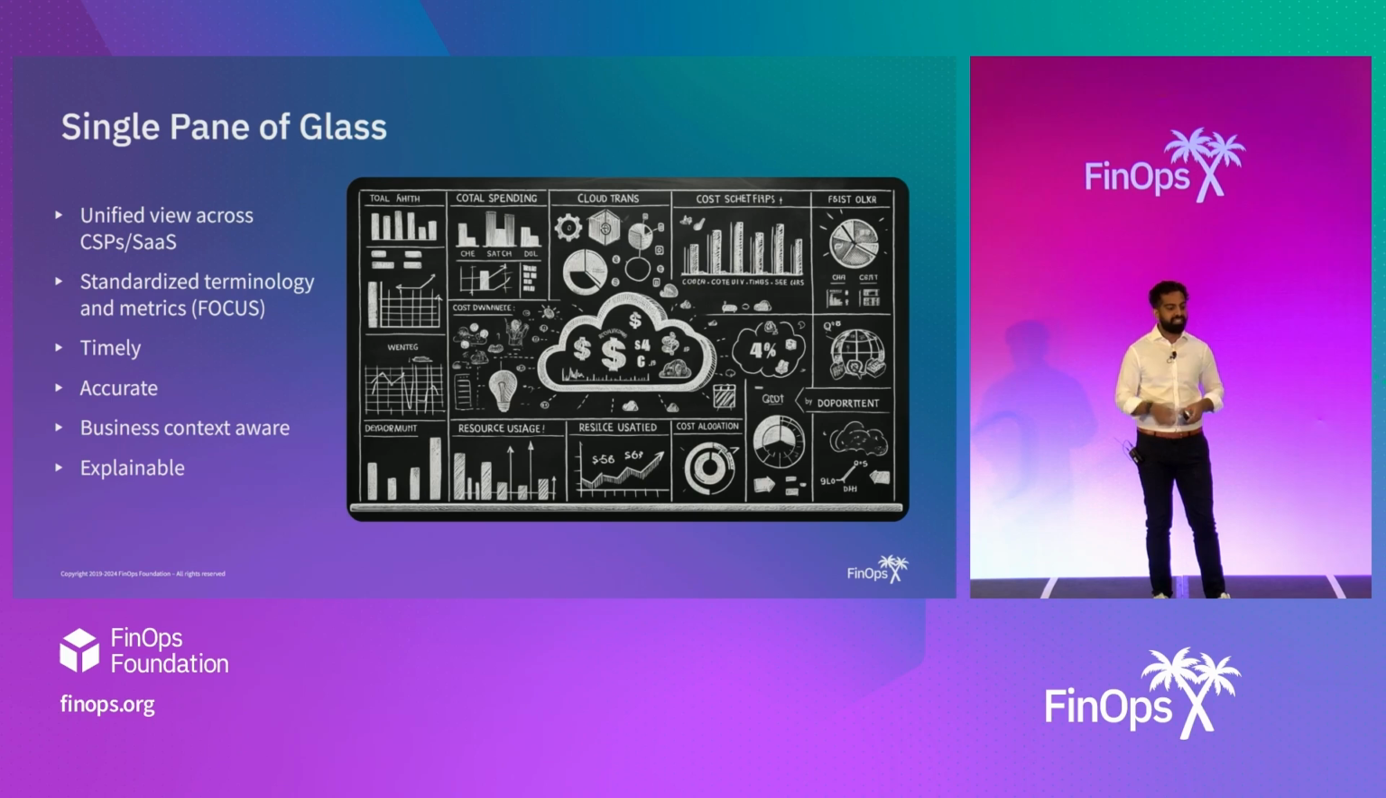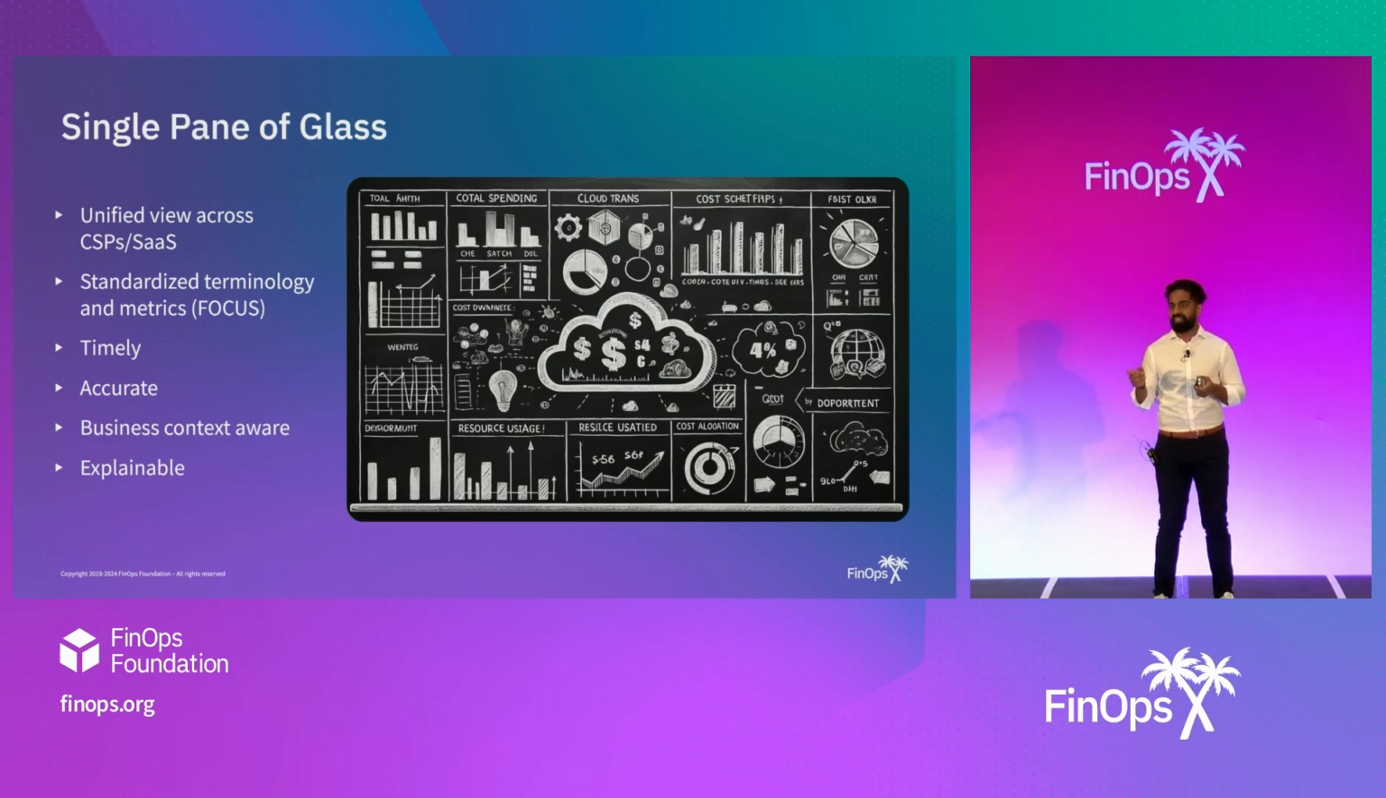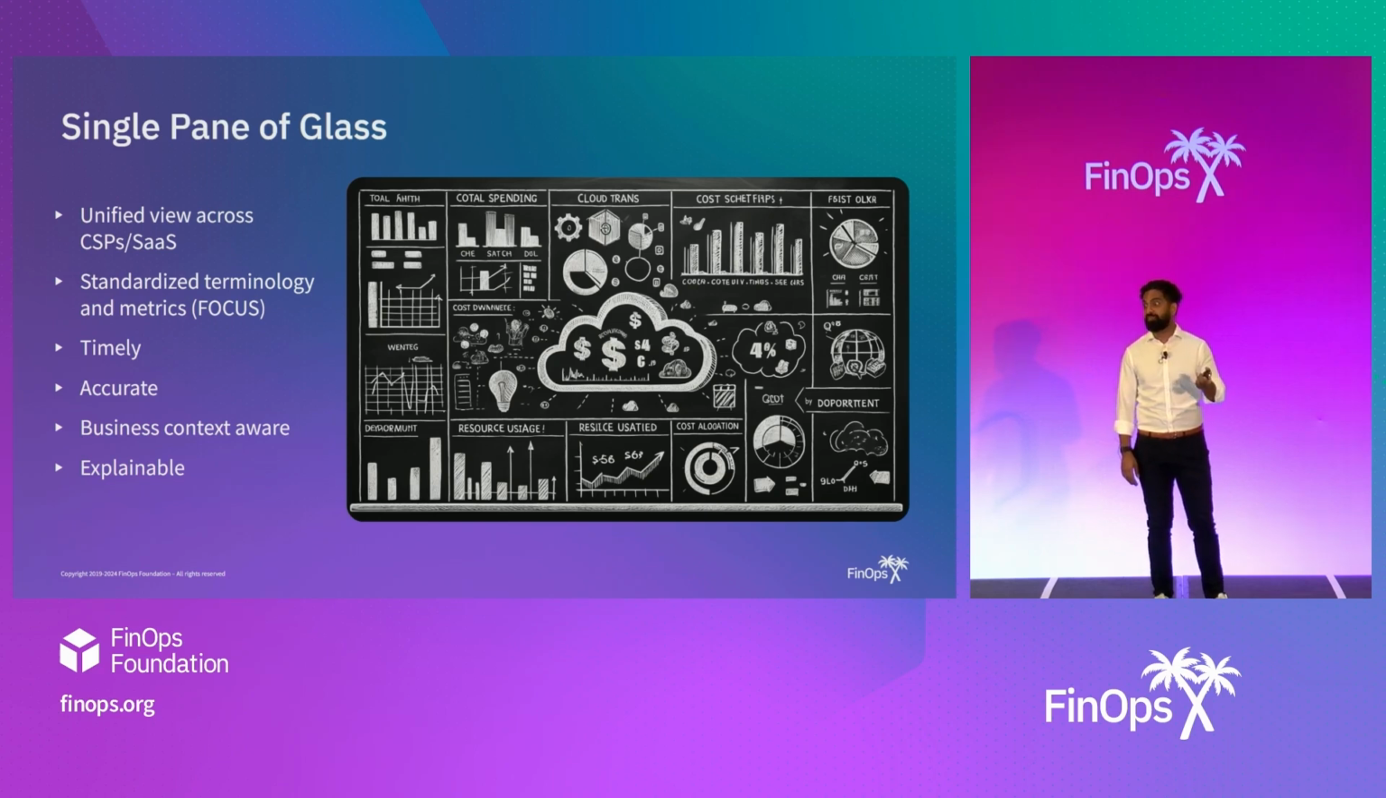I also expect that cost should be standardized terminology and metrics. FOCUS has really helped with that. There's a lot of good sessions happening today around FOCUS. It should be timely, right? There's no point in getting data once a month if I need this data to figure out anomaly detection, right? It should be accurate, which goes without saying. No one wants to get an email that says, hey, we fat-fingered a zero, your cost is actually 3 million, not 30 million, right? And the business context is where it's an interesting one.